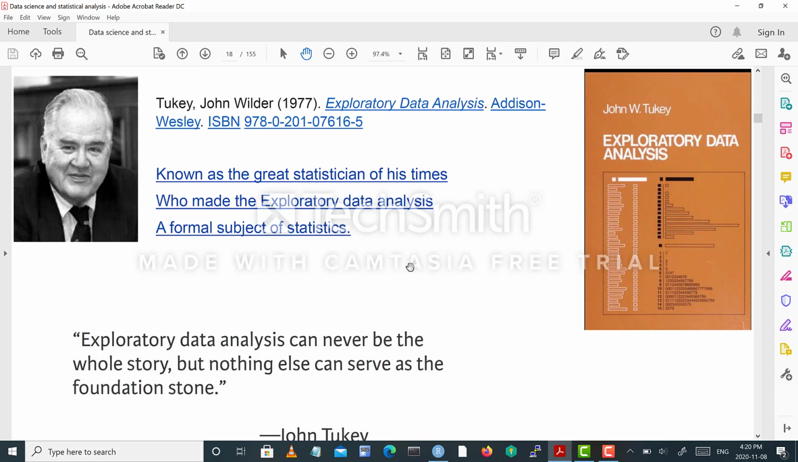Tukey, known as the great statistician of his times, made exploratory data analysis a formal subject of statistics. In 1977, he wrote the book Exploratory Data Analysis, and he pointed out that exploratory data analysis can never be the whole story, but nothing else can serve as the foundation stone.